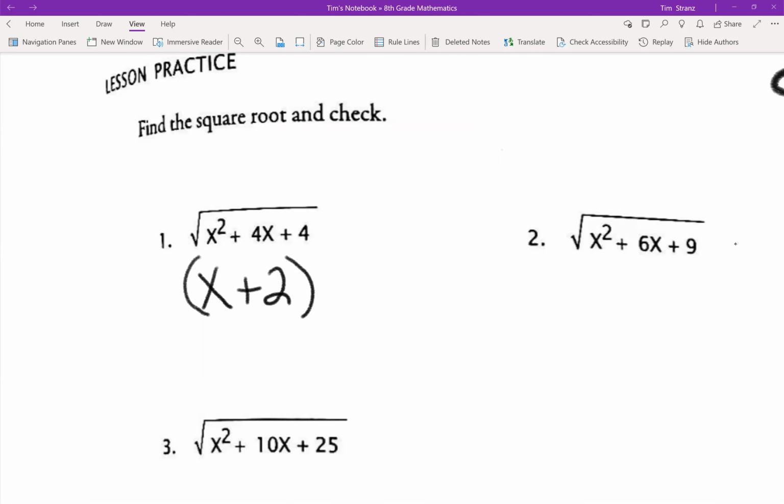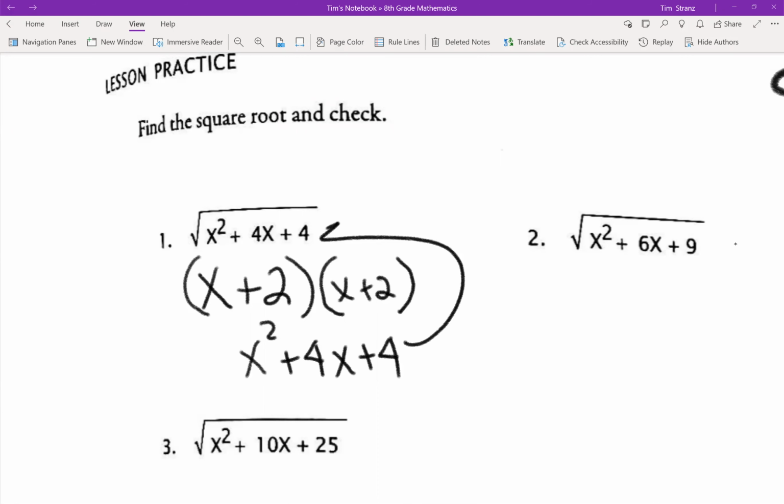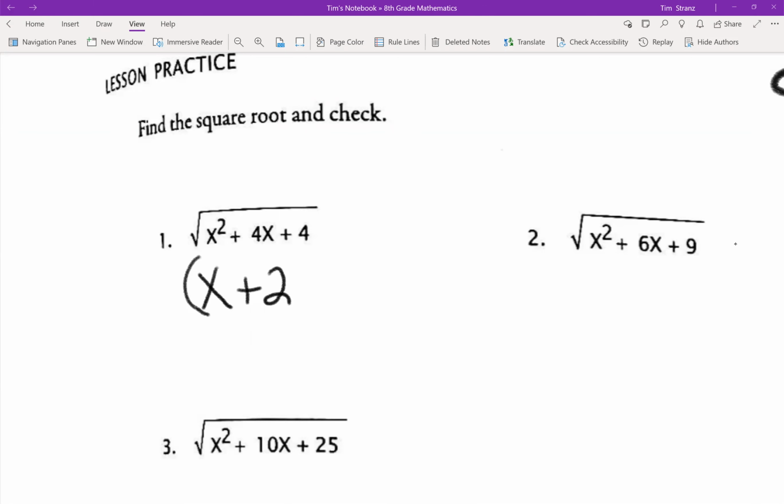And you can verify your answer by, if you do x plus 2 squared, which is x plus 2 times x plus 2, and multiply that out, you're going to get x squared plus 4x plus 4. And you know that is exactly what you're looking for. Okay, so number 1 is x plus 2.